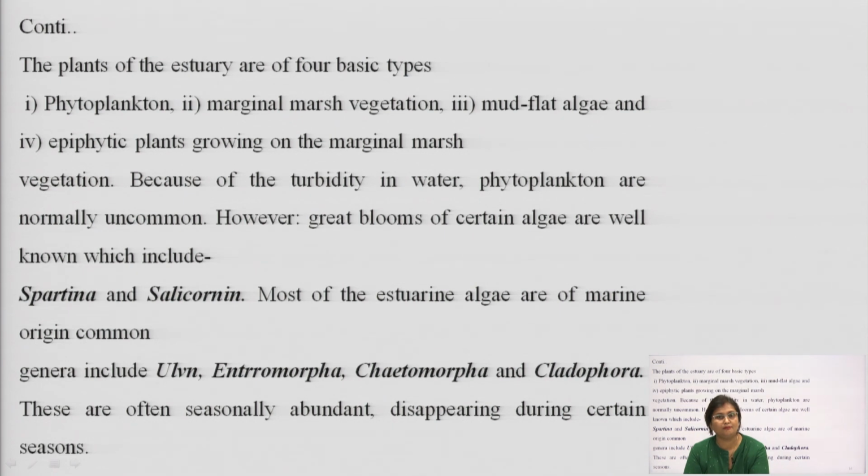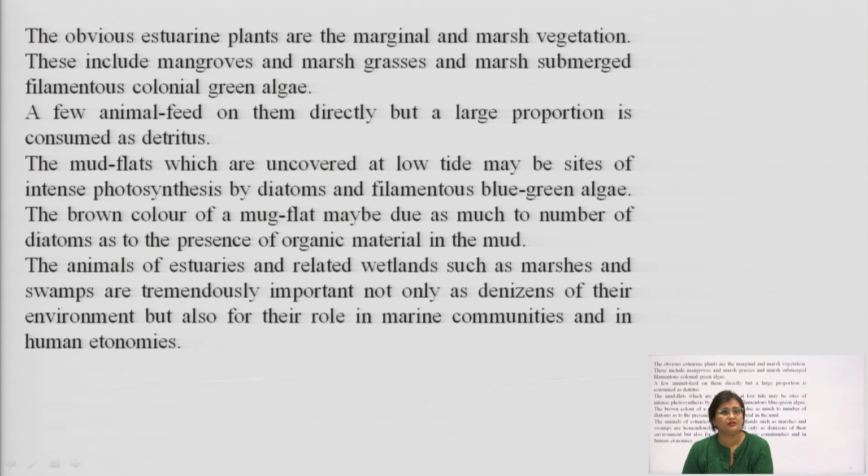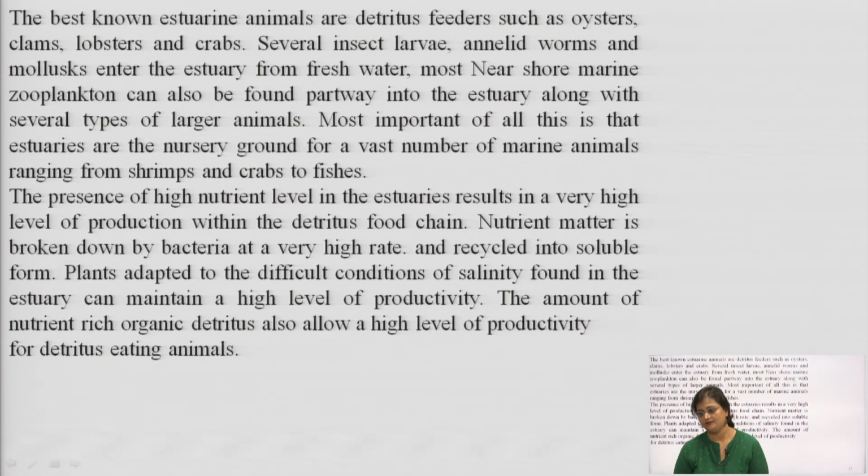The different types of biota found in estuaries are phytoplanktons, mud flat algae, marginal marsh vegetation and epiphytic plants. The obvious estuarine plants are the marginal and marsh vegetation. A few animals feed on them directly, but a large proportion is consumed as detritus. The best known estuarine animals are detritus feeders such as oysters, clams, lobsters and crabs.